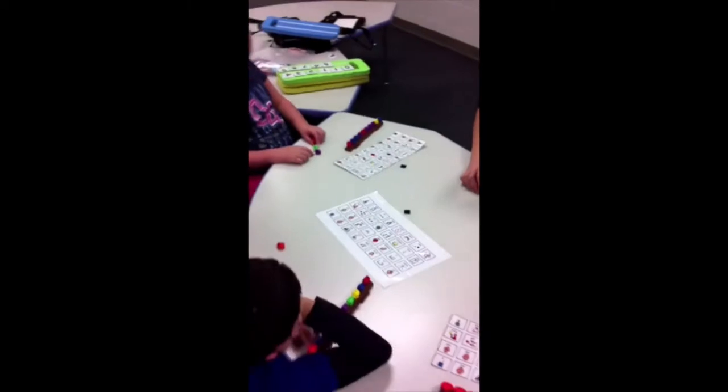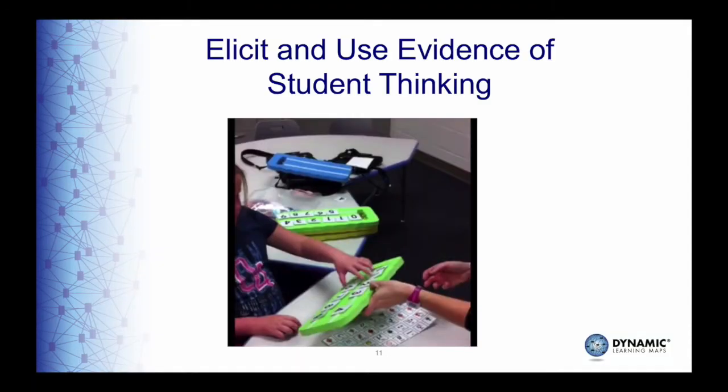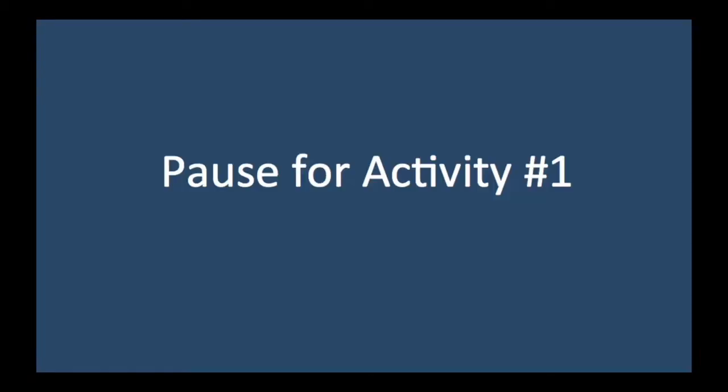Nice job. As you saw in the video, the student did not demonstrate cardinality of 3, the understanding that the last number name said tells the number of objects counted, but in the context of learning that's okay. Over time, this student will have multiple opportunities to apply their knowledge of counting by ones in different ways, and the teacher will elicit evidence of student thinking and understanding to guide instruction as students make thoughtful attempts and respond to her informative feedback. Pause for Activity 1.